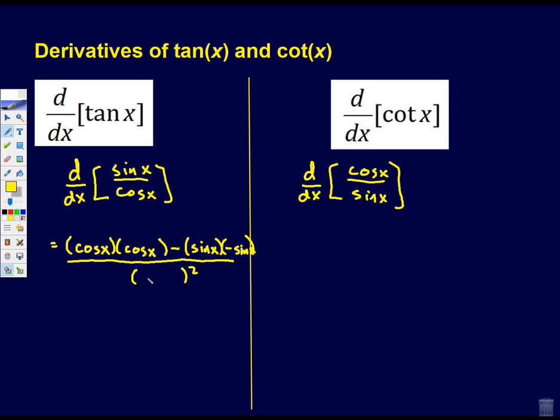And then it's all over the square of what's below, so it's all over cosine of x quantity squared. Okay, let's see what we've got. The upper left corner is cosine x times cosine x, so that's cosine squared. Then it's minus, but then it's sine x times negative sine x, so altogether it's minus negative sine squared. I've got a double negative now, so it's plus sine squared. And then it's all over cosine squared.